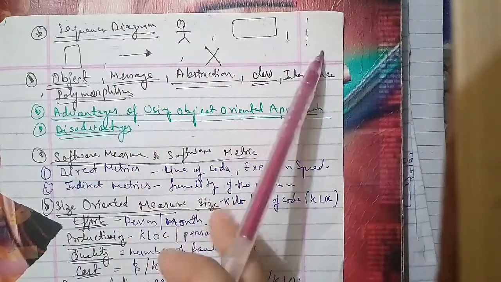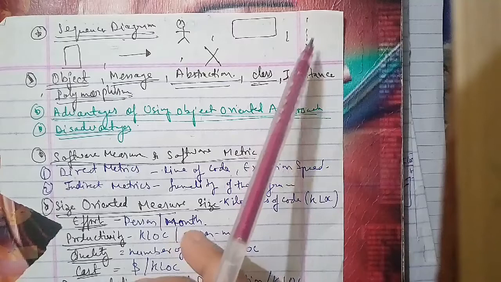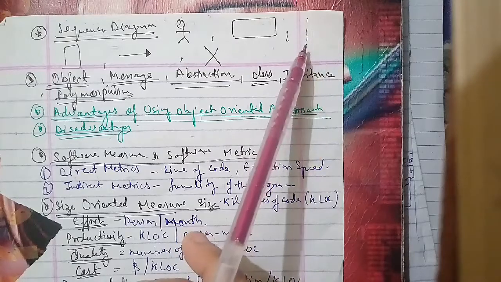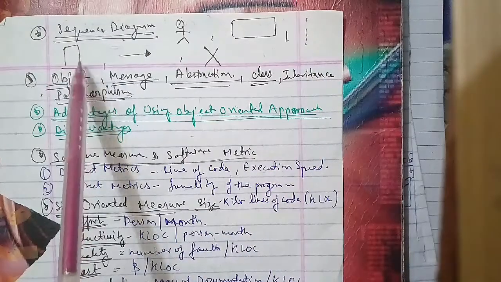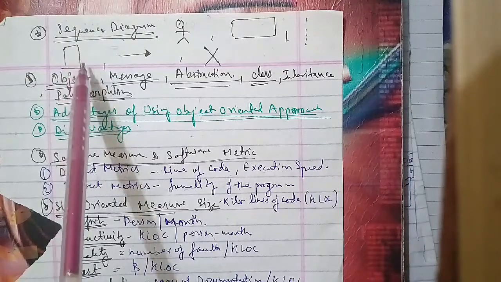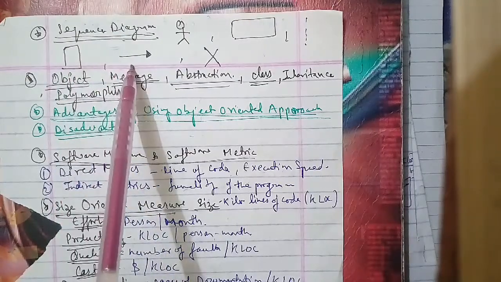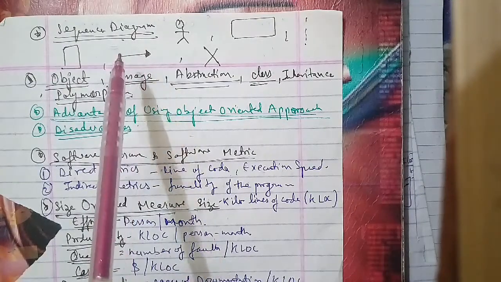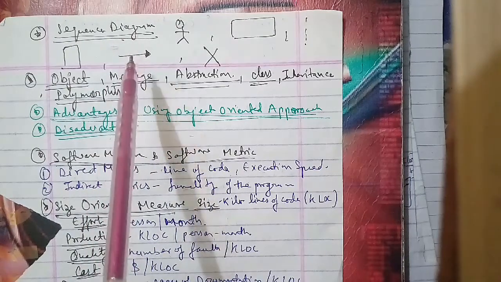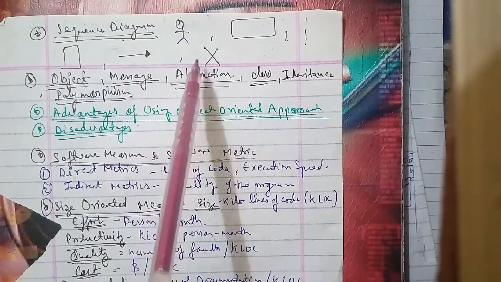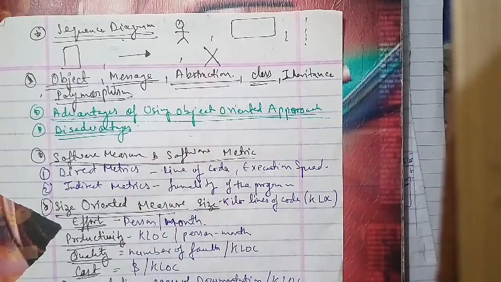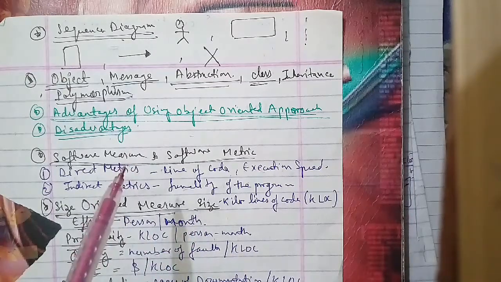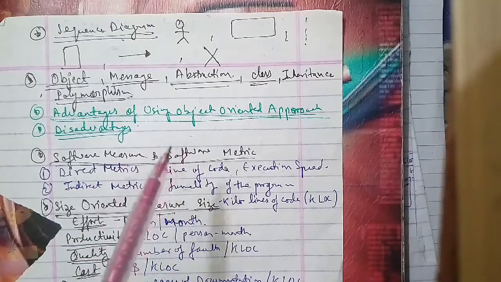Another question is: define the following terms like object, message, abstraction, class, inheritance, and polymorphism. So we talk about it. In terms of object, the object is an instance of a class, the class variable that is called an object. Using an object we can access the member variables and member functions of a class. An object represents a person, place, or any item that the program handles. For example, if the class is country, then the objects can be India, China, Japan, USA, and so on.